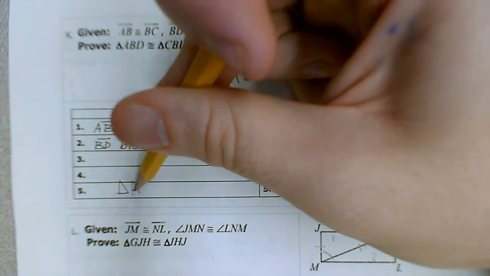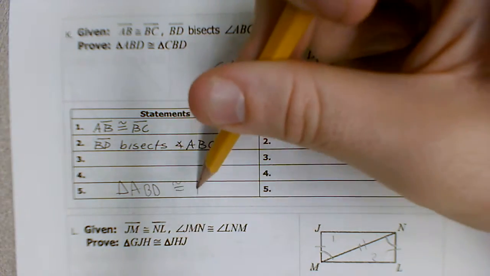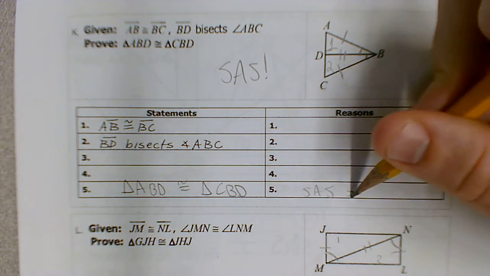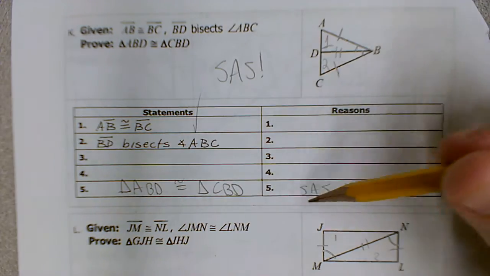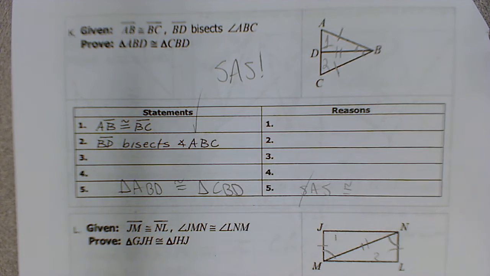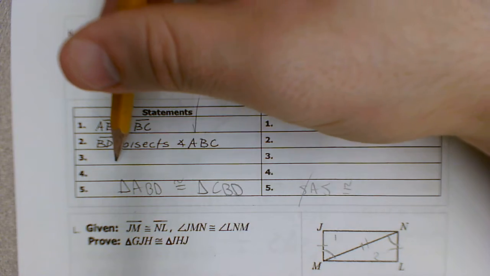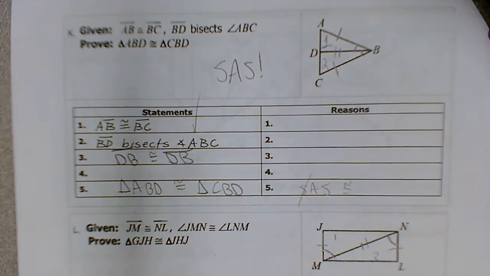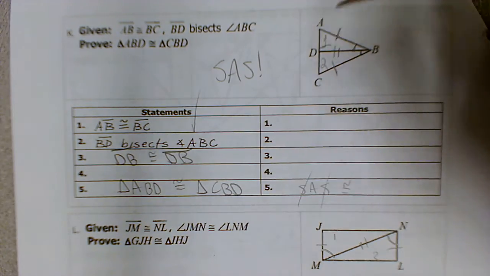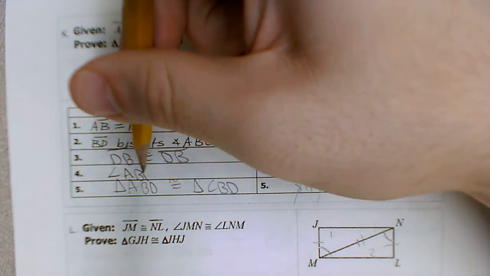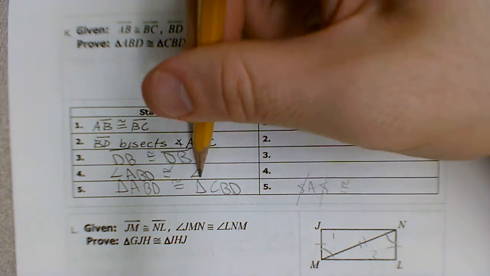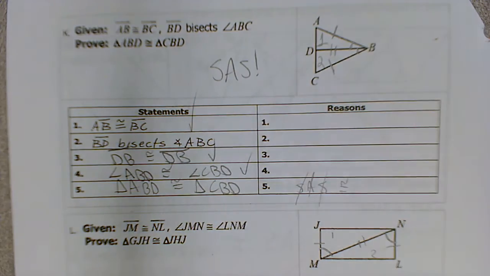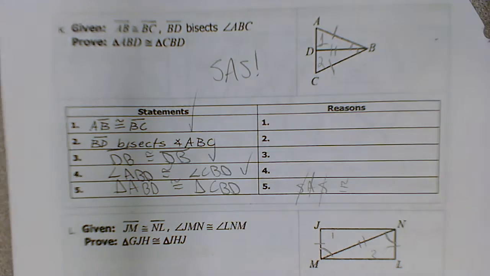Triangle ABD is congruent to triangle CBD. The reason why? Side, angle, side congruence. Now I already have one of my sides given. That means I need to state one more angle and one more side. Well, I know that DB is congruent to DB. And I know that angle ABD is congruent to CBD. So right there, I've taken care of both of my sides and the angle between them. Side, angle, side, side, angle, side.